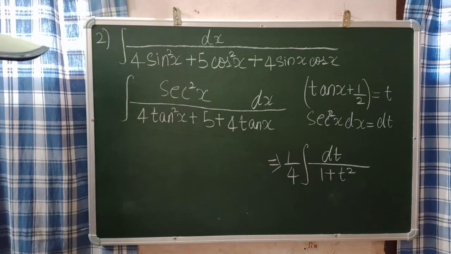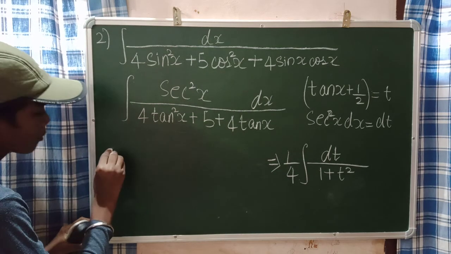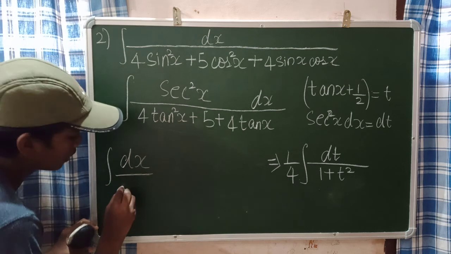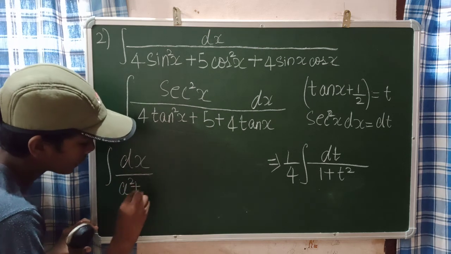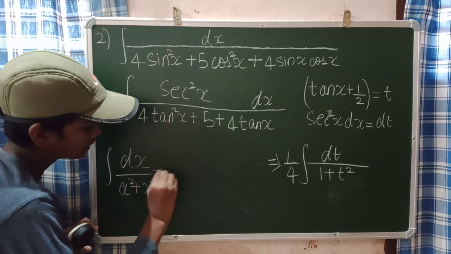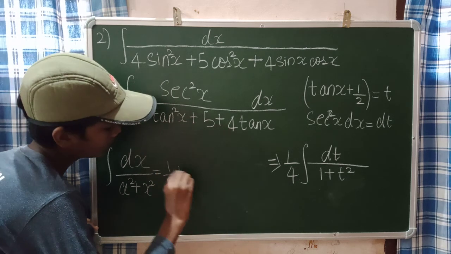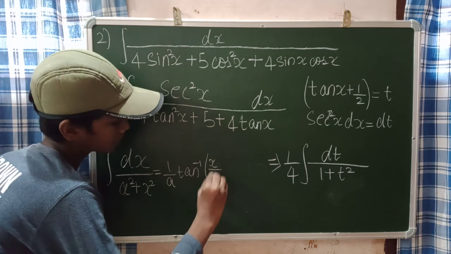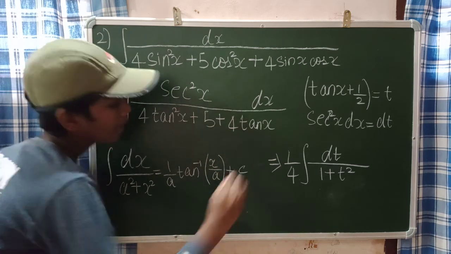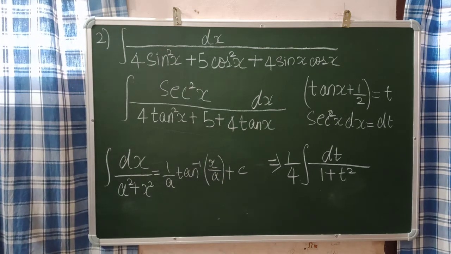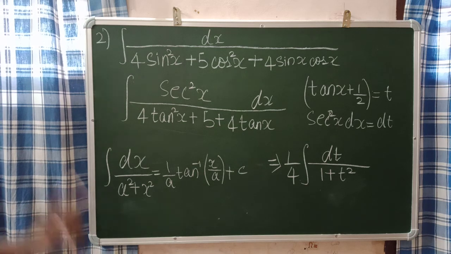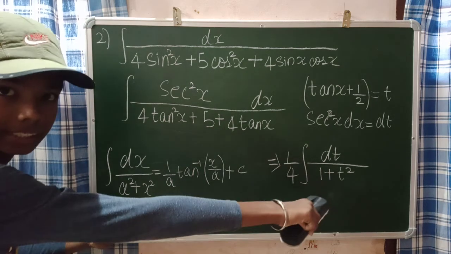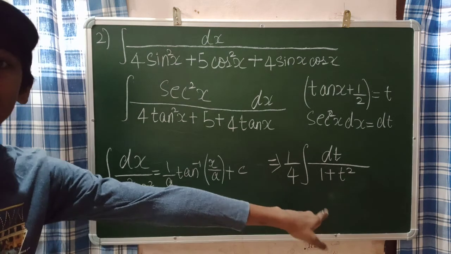I will tell you one formula. The formula I am going to use is: integration of dx divided by a square plus x square is equal to 1 by a of tan inverse of x by a plus some constant. This is the formula I am going to use now. As we know, x should be a variable and a is a constant. That is the reason why I replaced it as 1 plus t square.